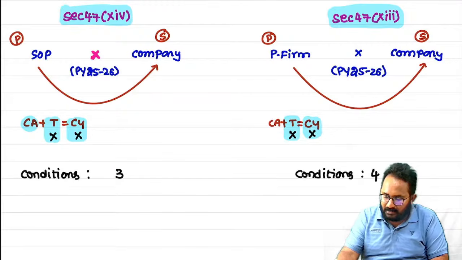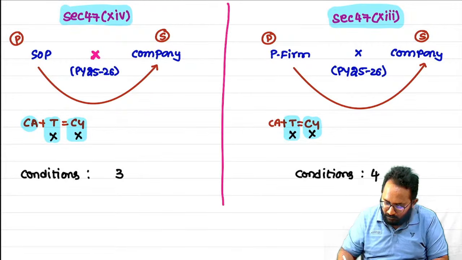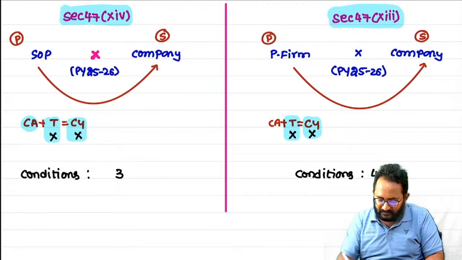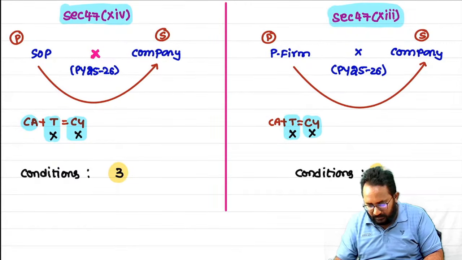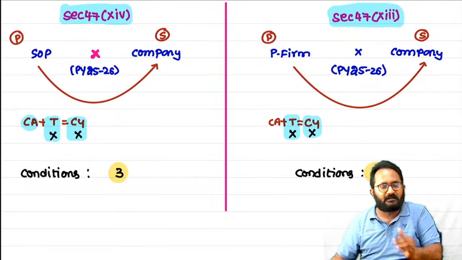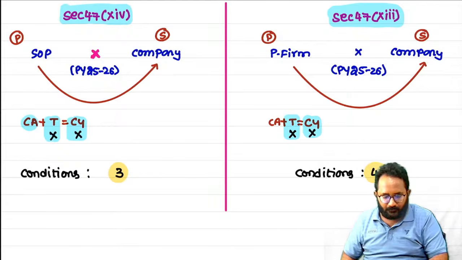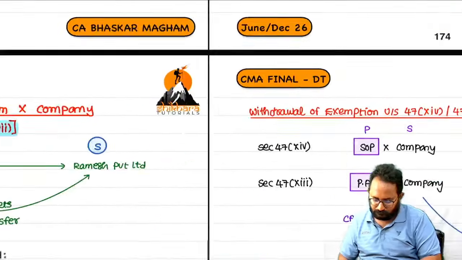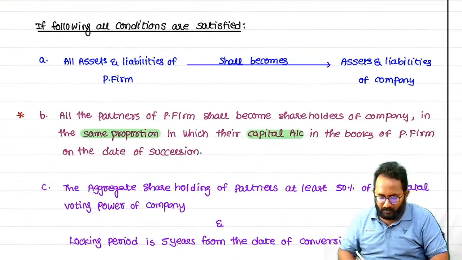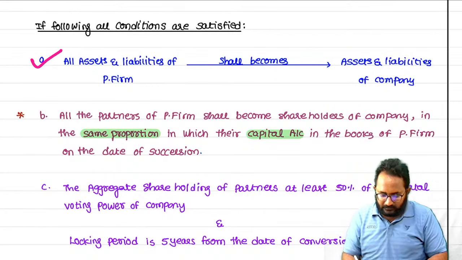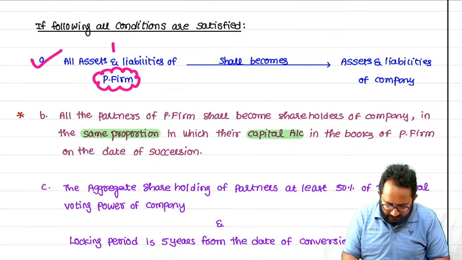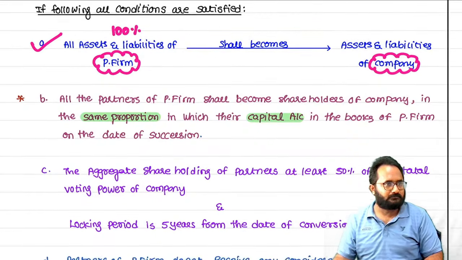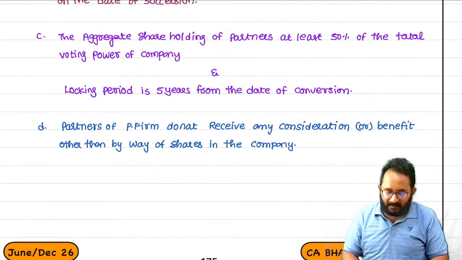Now I want to check the conditions which are applicable for the next part. Here we have how many conditions? 4 conditions, right? Here 3 are done. Now we'll discuss the 4 conditions given for the conversion of a partnership firm into a company. All of you? Yes. How many? 4. The first condition is the same. Predecessor's assets and liabilities, 100%, are required to become the assets and liabilities of whom? Successor.